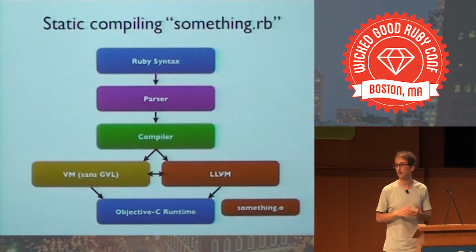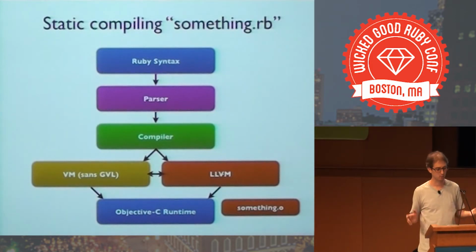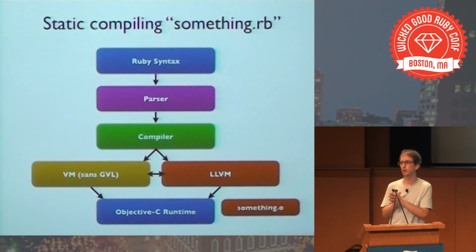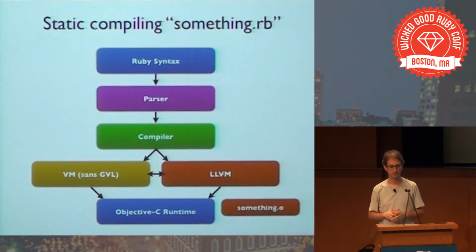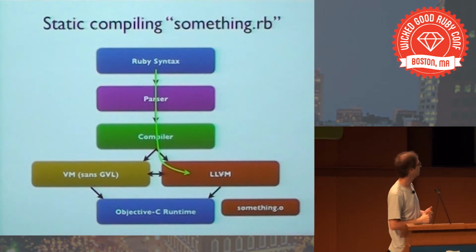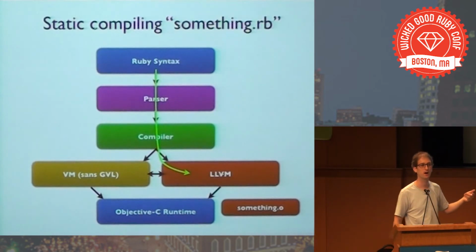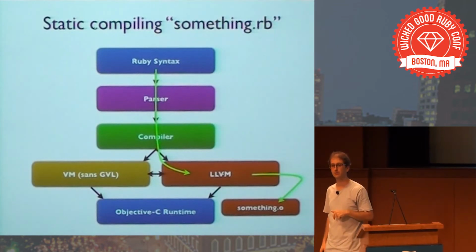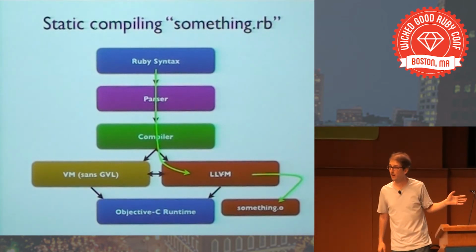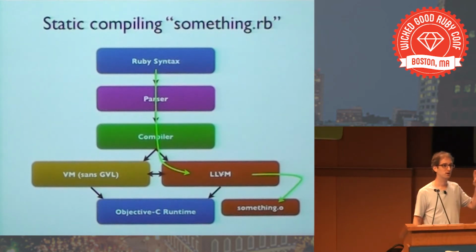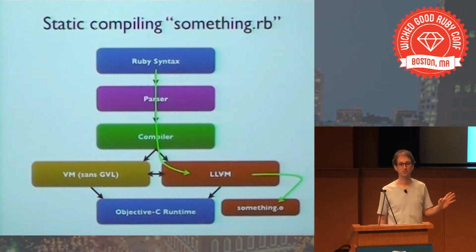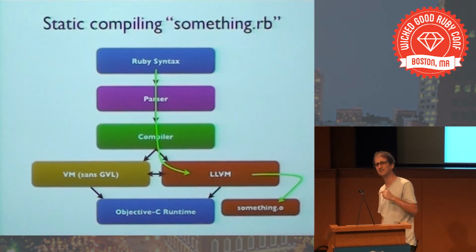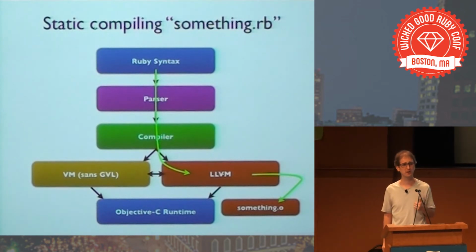OK, so going back to this diagram I had before of how this whole system works, what does it look like when we statically compile your something.rb file with RubyMotion? Well, again, we're going to parse the syntax. We're going to go to the compiler, and the compiler is going to emit LLVM bitcode. And the LLVM bitcode is going to be compiled into an object file. If you have RubyMotion and you are compiling a project, you'll notice that as part of that process, it creates a build folder. And if you dig inside of the build folder, you will find .o files.